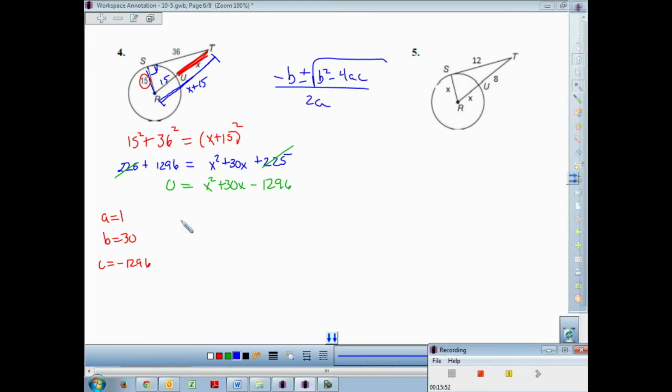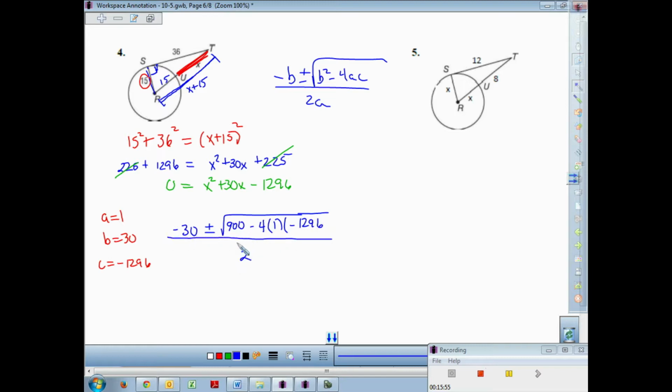the opposite of b plus or minus the square root of b squared, so you got to take 30 and square it, you get 900, minus 4 times a, which is 1, times c, which is negative 1296. All of that needs to be over 2 times a.